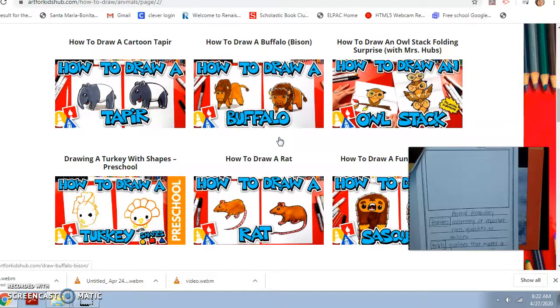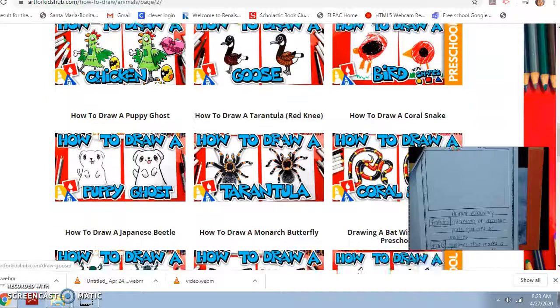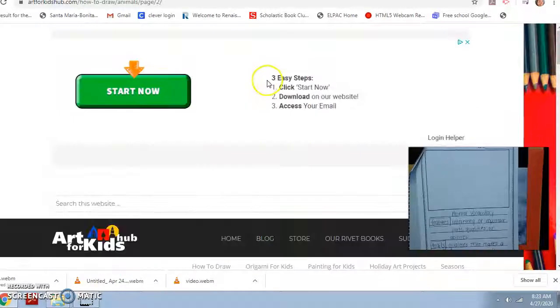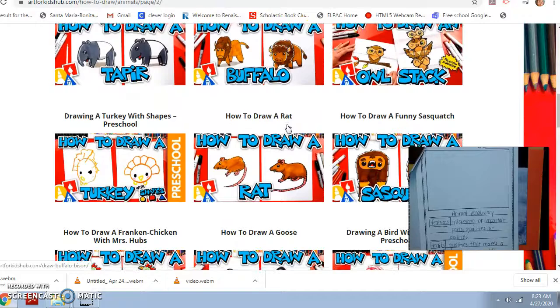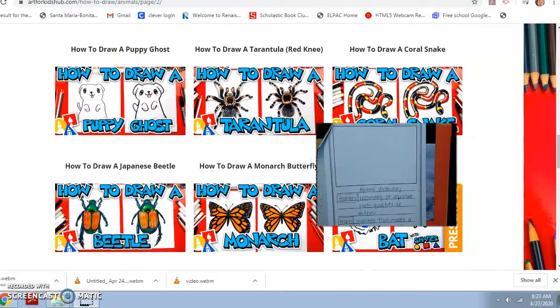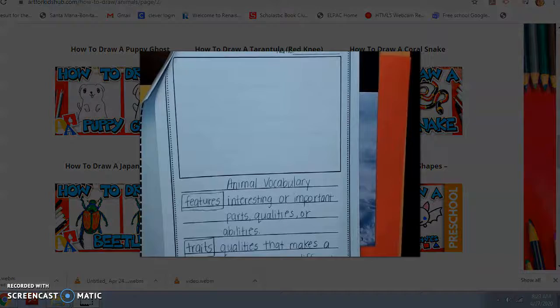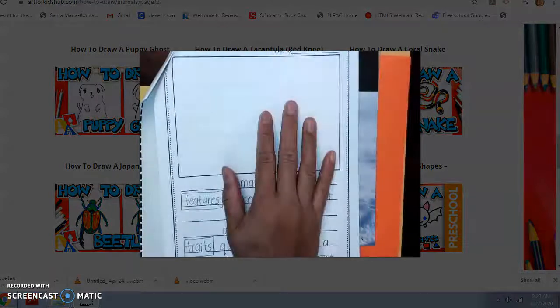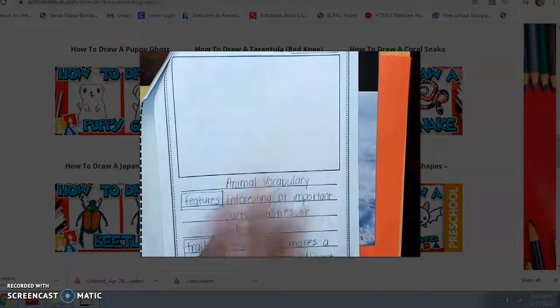I think you might know what I want to draw. If you said a sloth, then you are absolutely right. So I'm going to keep scrolling through here and find a sloth so that I can draw it in my picture right over here. Okay, so make sure you do that for your assignment today.